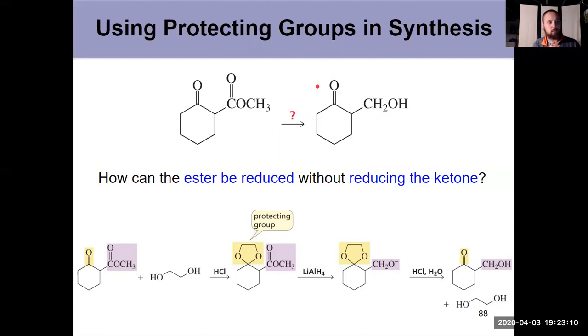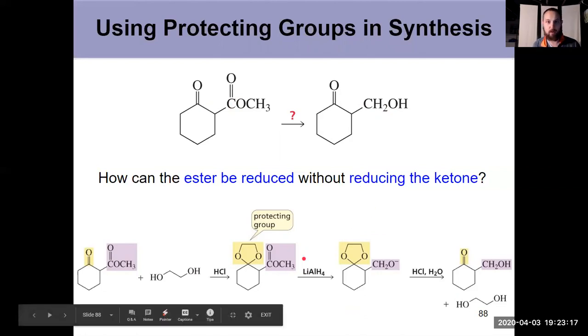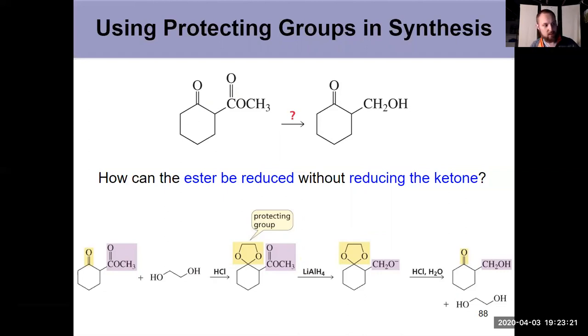So you can reduce an ester down to an alcohol with lithium aluminum hydride. We've talked about that reducing agent before, but the ketone is actually more reactive than the ester is. So if I didn't do anything else, I would harm that ketone as well and take it down to a secondary alcohol. So the order of operations is important.